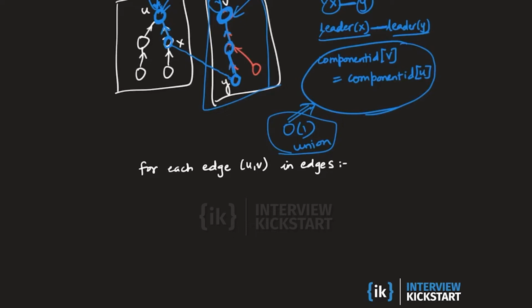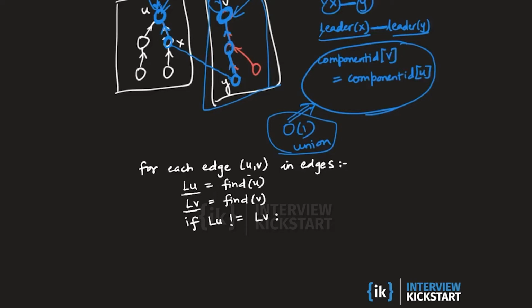So whenever we see a new edge between U and V, what we will first do is find the leader of U and find the leader of V. Now it's possible that both U and V already belong to the same component, in which case LU is going to be the same as LV and we have nothing more to do. But in general, it is possible that the two leaders are not the same. If they are not the same, that means U and V belong to different connected components which now need to be unified. And how are we going to unify them?